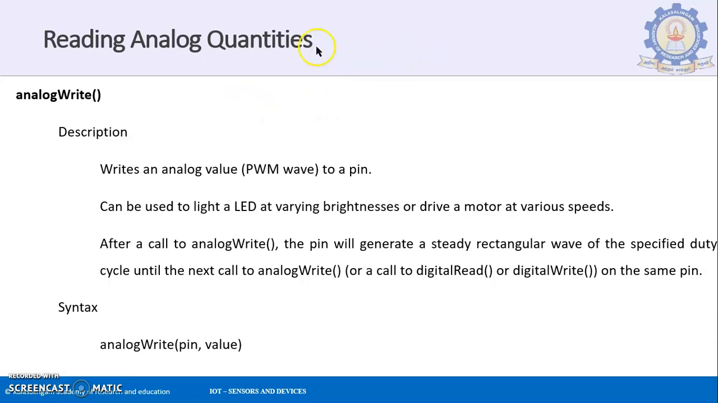The wave will look like a clock pulse if it has a duty cycle of 50%: 50% on time and 50% off time. This is what you mean by a duty cycle. The syntax is analogWrite(pin, value), where the pin is specified and the value to write is specified.